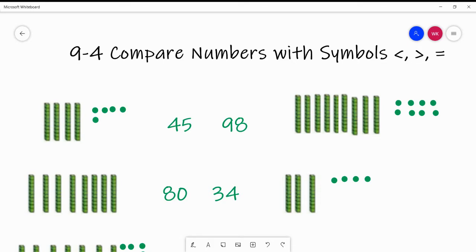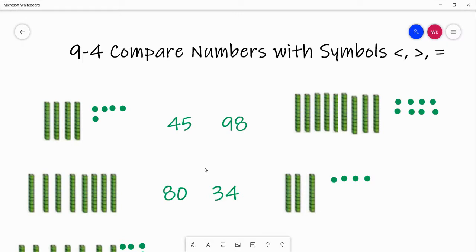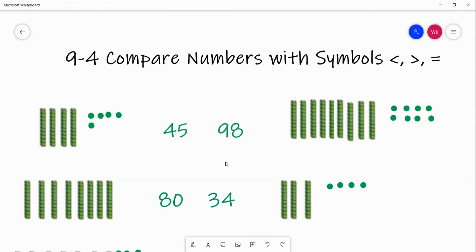Hi, first grade. We are going to go over lesson 9-4, compare numbers with symbols: less than, greater than, equal to. My first two numbers for you guys are 45 and 98. So we are going to look at our visual representations of 45 and 98.